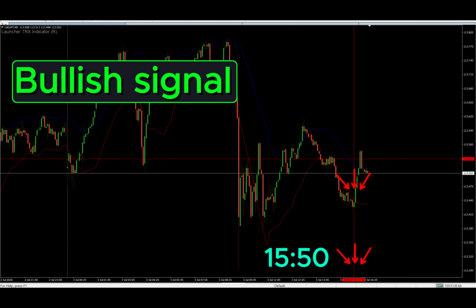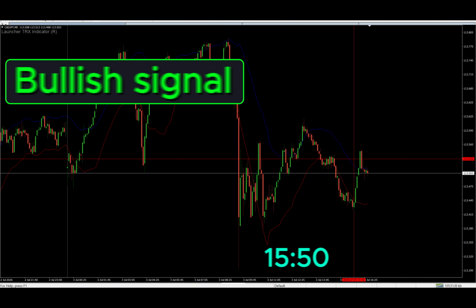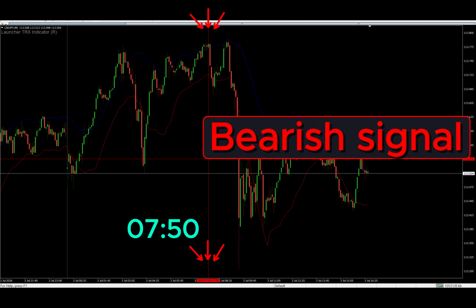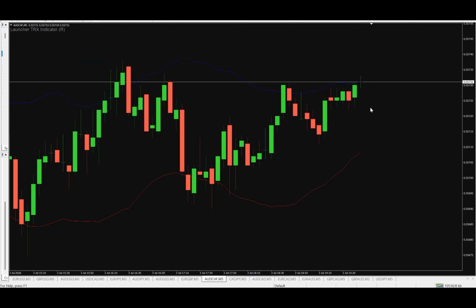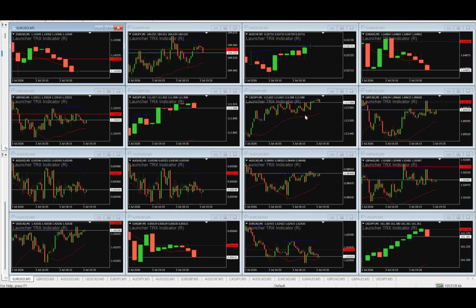If at the 50th minute the price is below the red TRX line, a buy trade is opened for 40 minutes. If at the 50th minute the price is above the blue TRX line, a sell trade is opened for 40 minutes. This strategy will not work during the release of important economic news, so always check the economic calendar before trading. The basis of the signal is not an impulse or a color change, but the position of the price relative to the TRX channel at a fixed point in time.